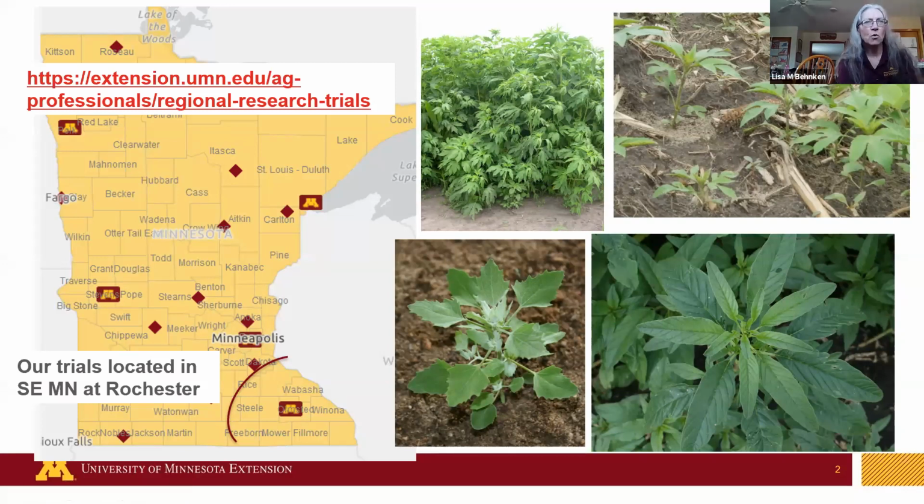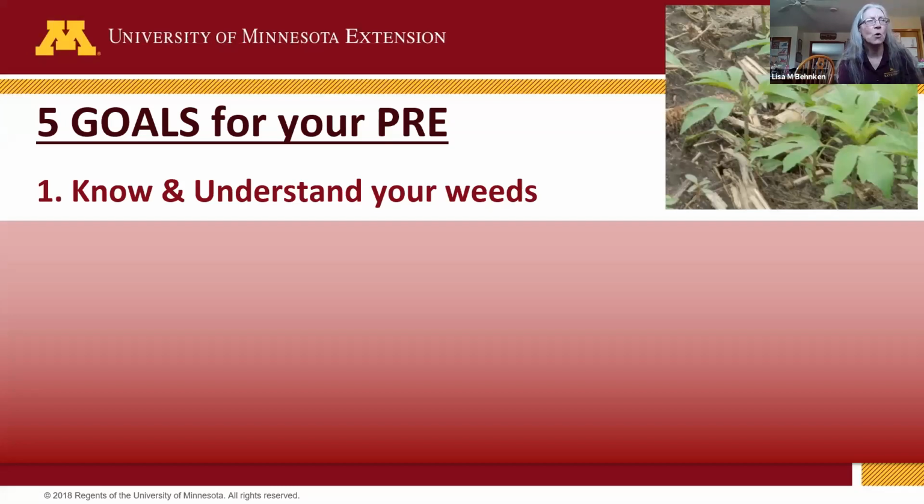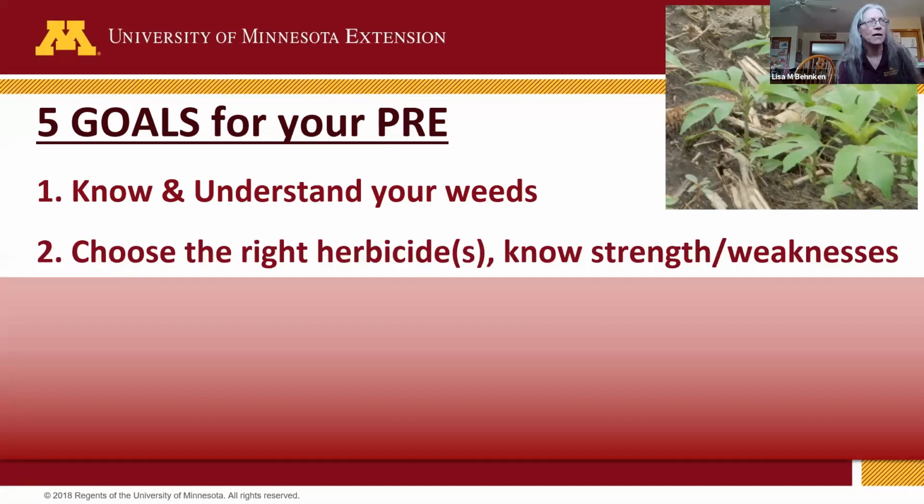So the 5 goals really to think about is knowing and understanding your weeds. So what do you have out in your fields? Which weeds are your big problems? What kind of herbicide resistance are you dealing with? So, some herbicides may or may not work as well for you anymore. The second one, again, is choosing the right herbicides, knowing their strengths and weaknesses, because again, if you've got some herbicide resistance concerns, make sure that you've chosen one that will be effective on those weeds.